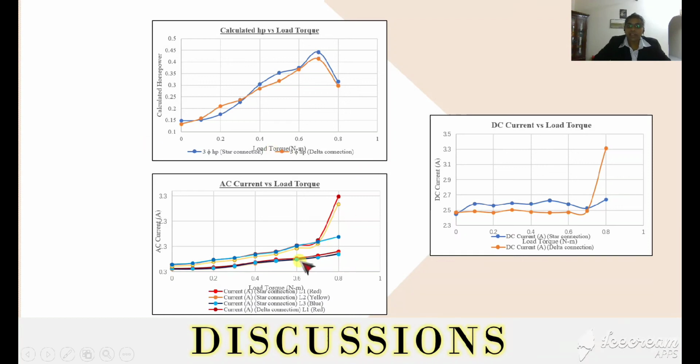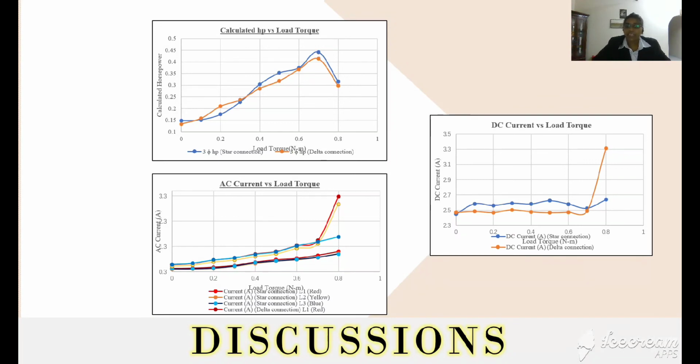Then, in the figure of AC current versus load torque, what we can see is that the value of AC current of the motor stator increases as load increases and it eventually fluctuates when the motor pulls out or stops at 0.8 Newton meter.